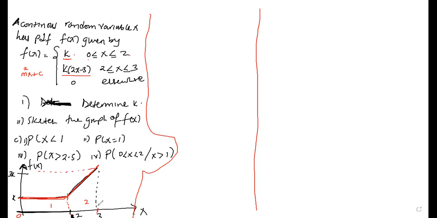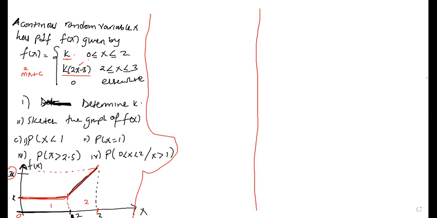But the value of f of x at that instant is, when you put in 3 here, you'll get 6. 6 minus 3, you get 3k. That's why I have this 3k here. Is that okay? Yes, teacher.